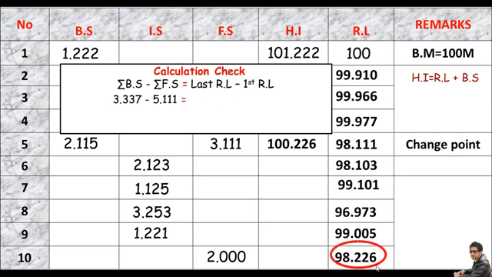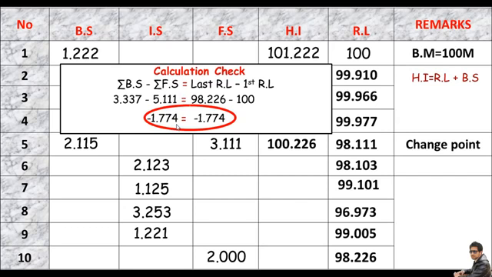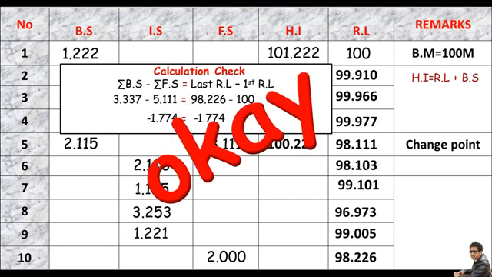This equals the last RL. Look over here, it's 98.226. We plug this in over here, minus the first RL, which is given as 100. Doing the mathematics, when you subtract, you must get negative 1.774. So subtracting the first RL from the last RL, you get negative 1.774. Look over here, the result is the same. It means the values on both sides of the equation are the same. This shows our calculation is okay.